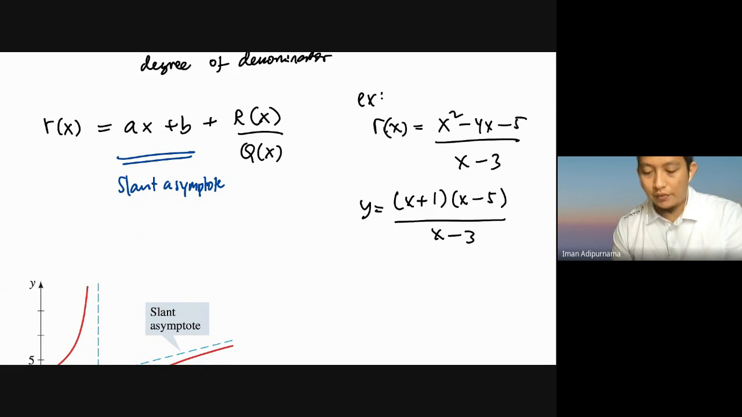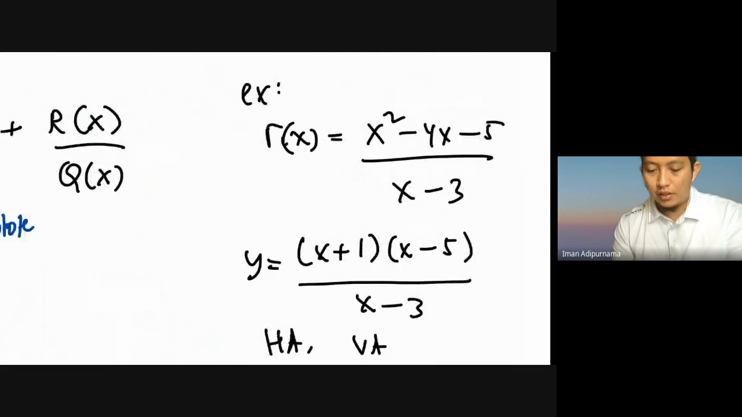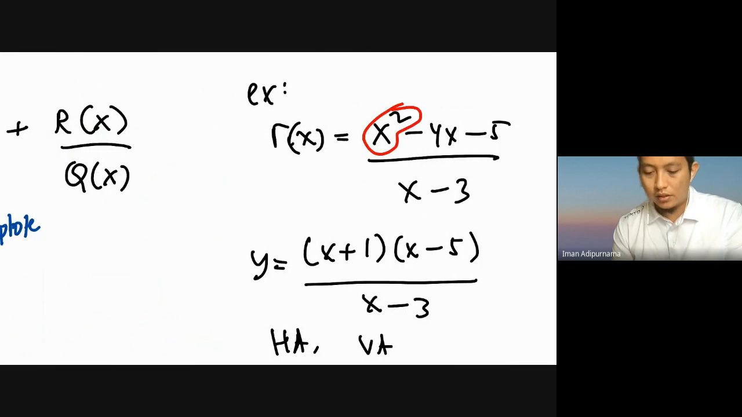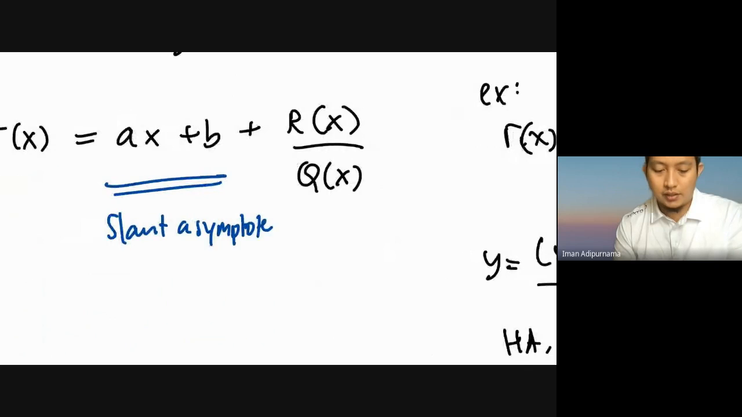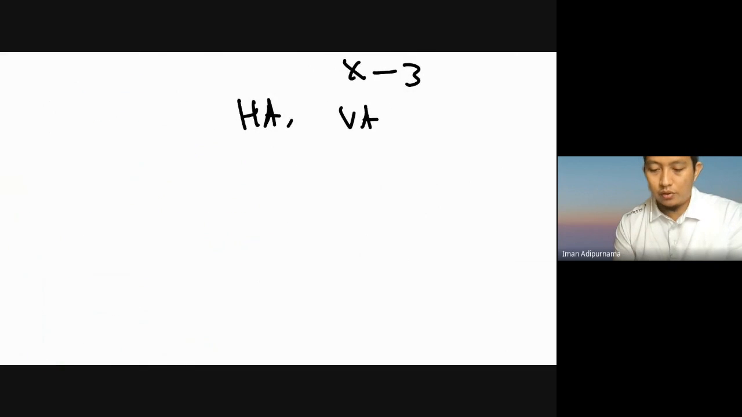We can find, if you want to graph this, the horizontal asymptote and the vertical asymptote, right? And then, because this is degree 2 and this is degree 1, there should be a slant asymptote that is of the form ax plus b. If we are going to check, we can check with long division.